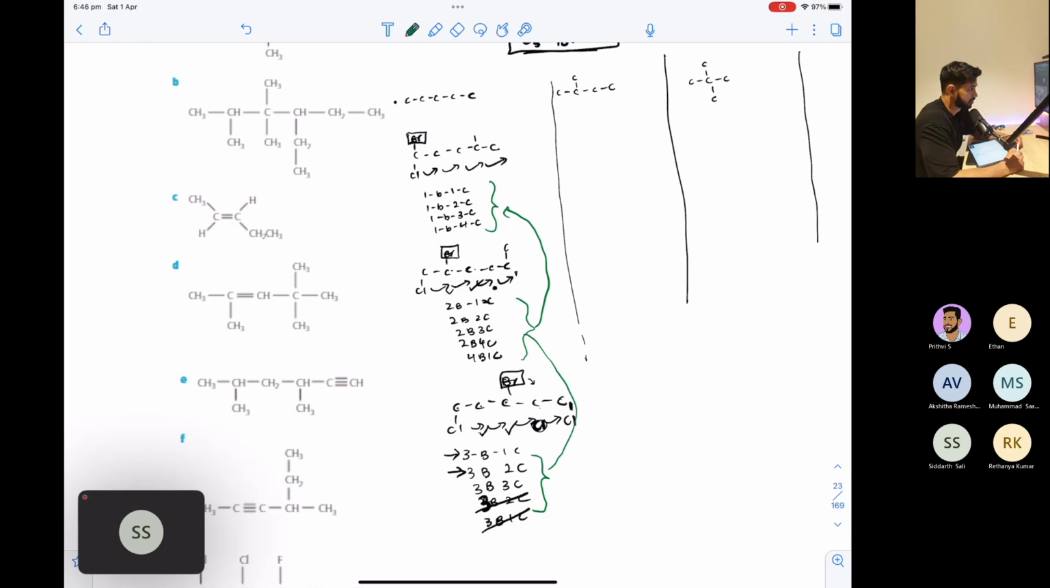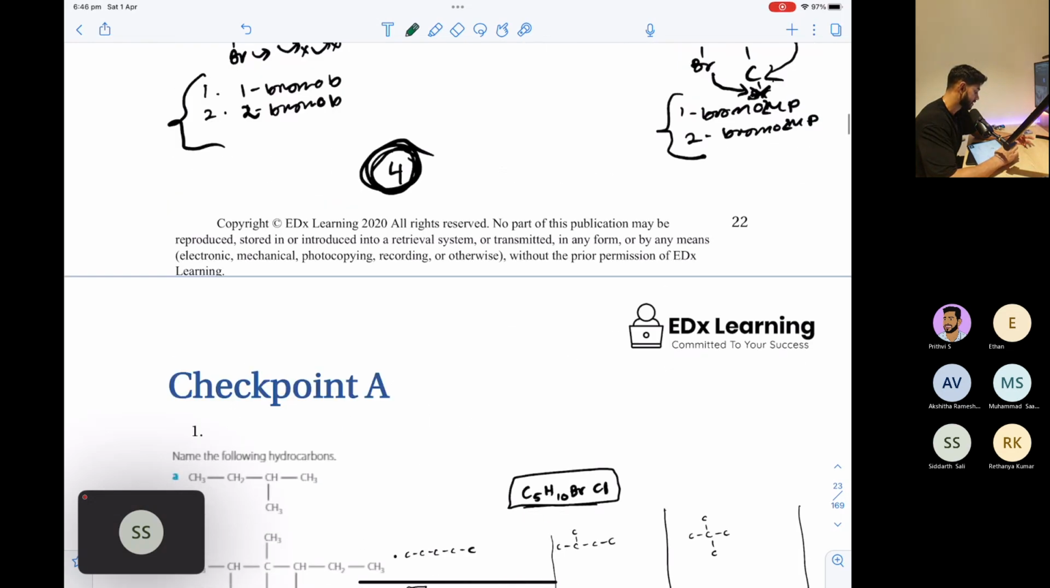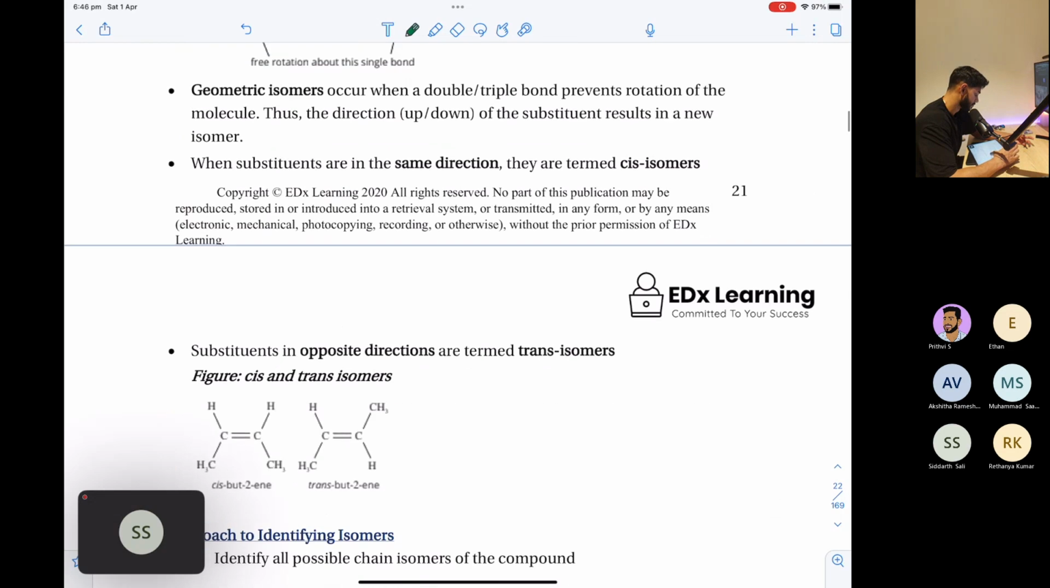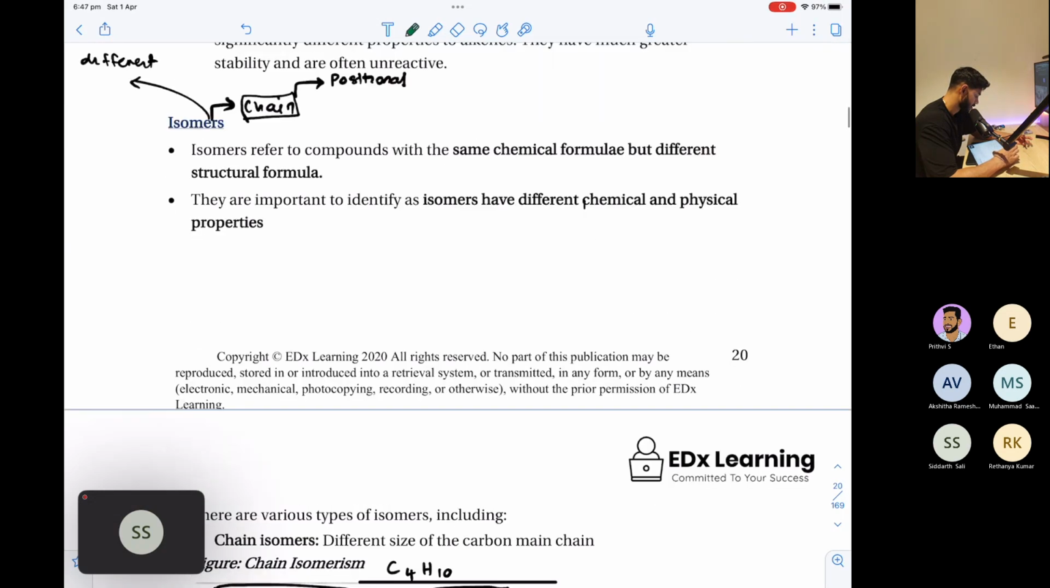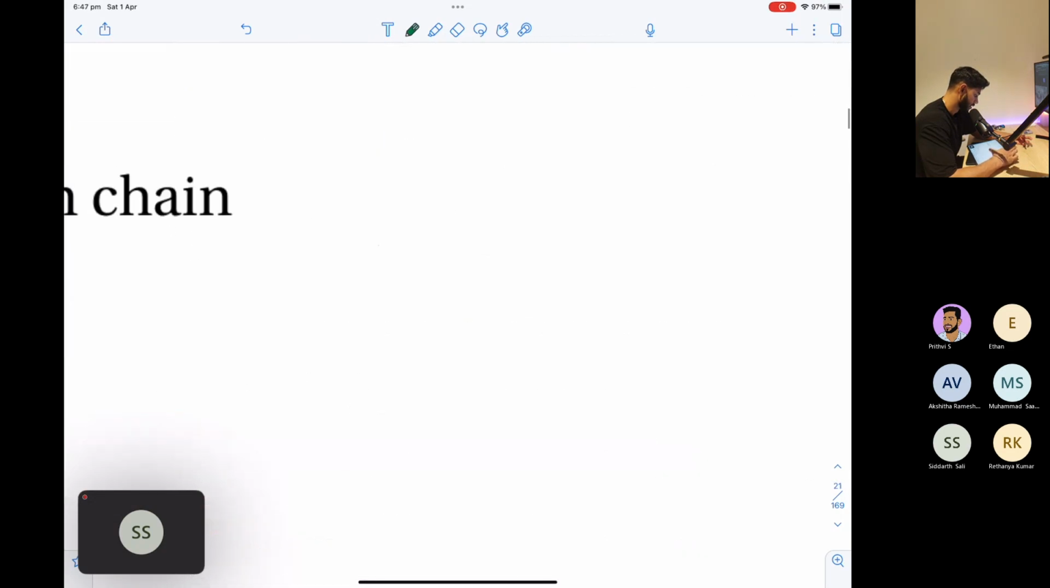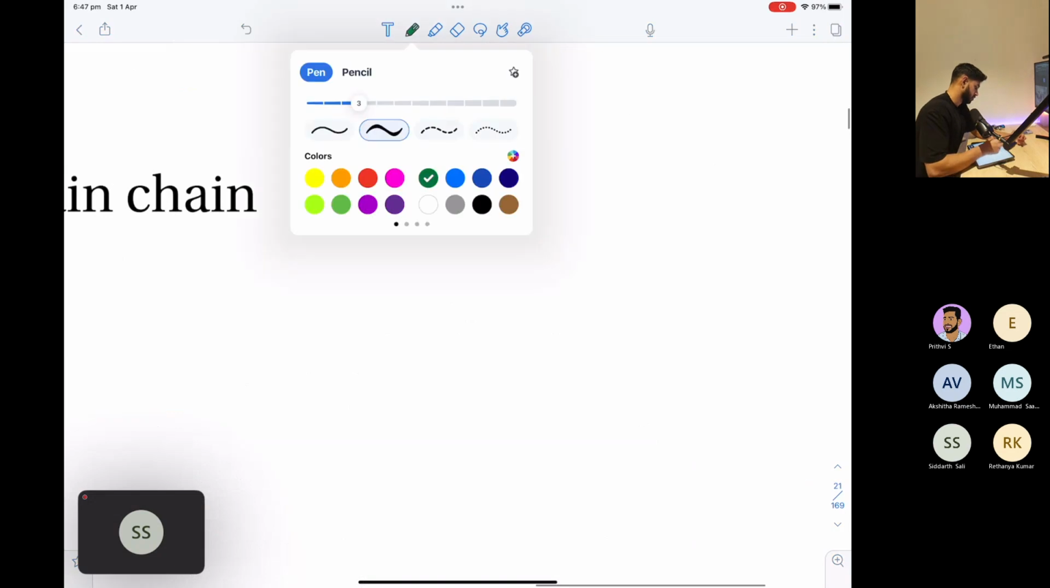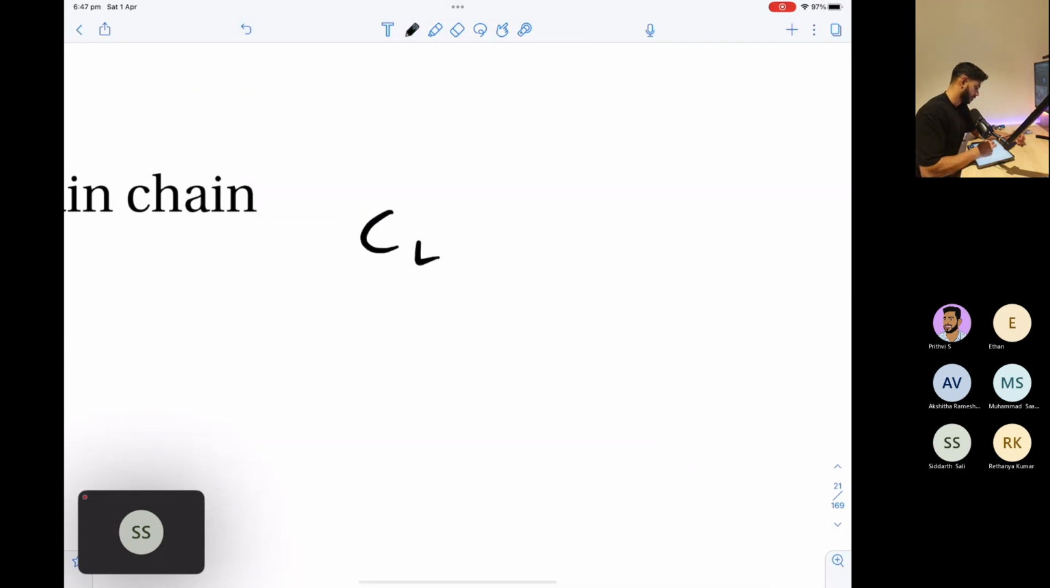The other kind of isomer you can have is called a functional group isomer. What that means is a compound has the exact same chemical formula. Let me show you. Something like C4H.